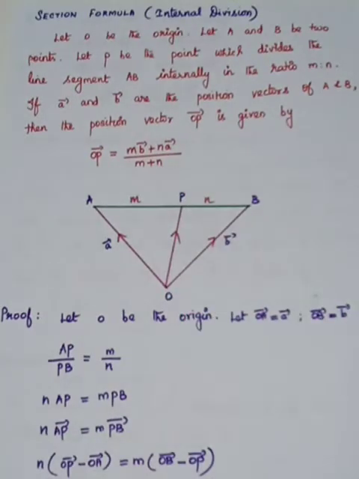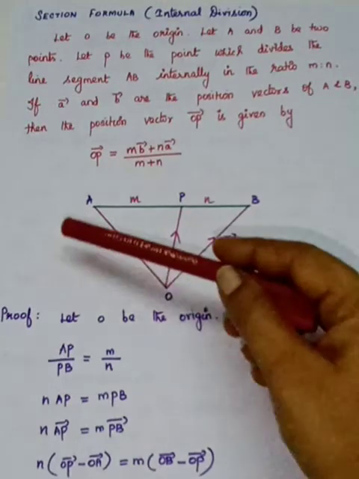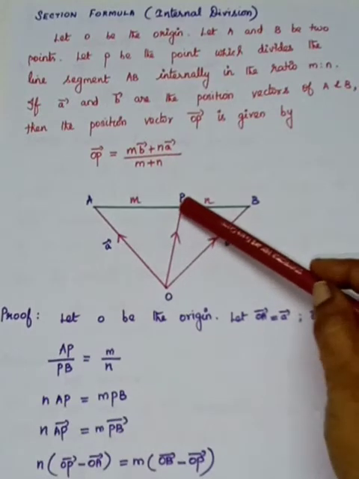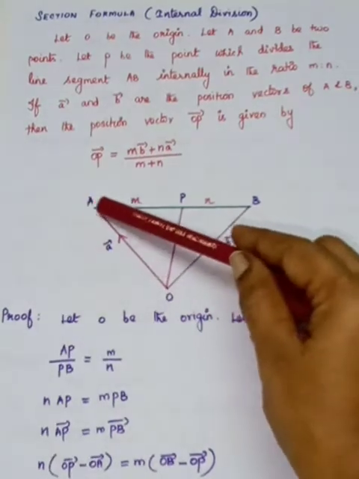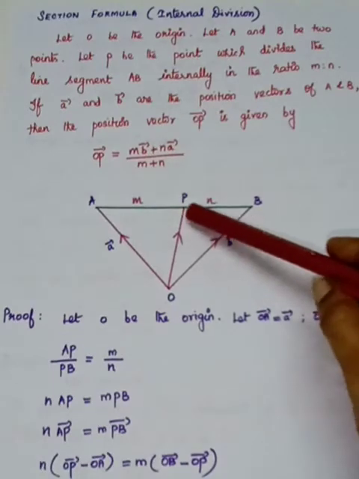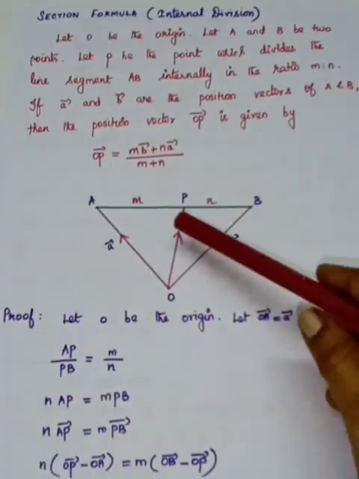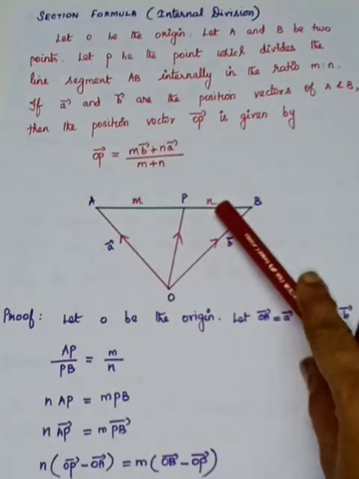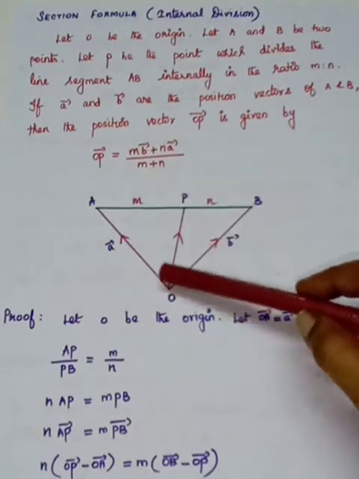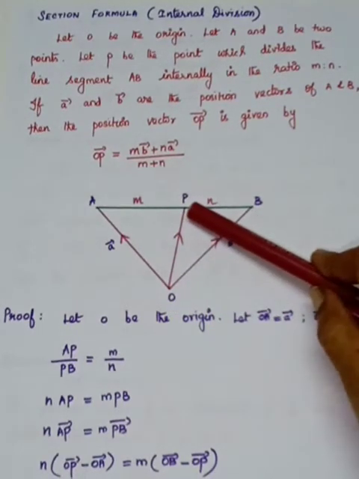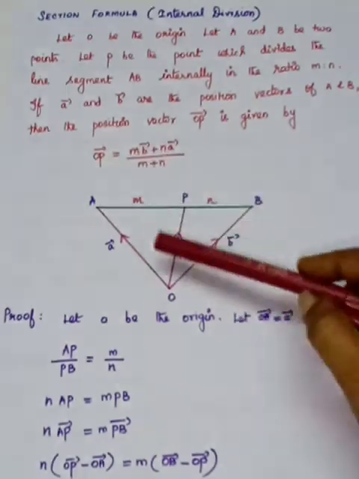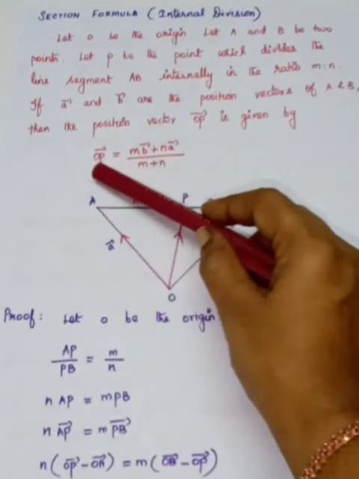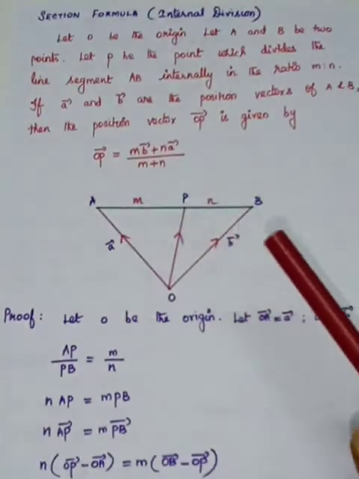You see that? O is the origin, A and B are the two points we have taken, and the third point P divides the line segment AB internally, that is, P lies inside the line segment AB, internally in the ratio m to n. If so, we are going to find the position vector of P, that is, OP vector. The position vector of the point P is denoted as OP vector. How will it be written?